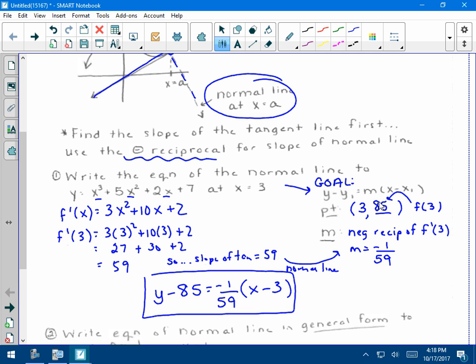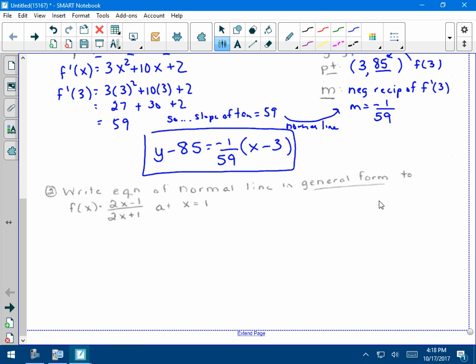Okay, let's do one more. Write the equation of the normal line in general form to f of x equals 2x minus 1 over 2x plus 1 at x equals 1. Now I threw this in here as one of my side hints that I like to throw in before quizzes sometimes. We haven't seen general form in a while. We did that literally the first day of school. ax plus by plus c equals 0. General form of a line just means you bring everything to one side and make it equal to 0.